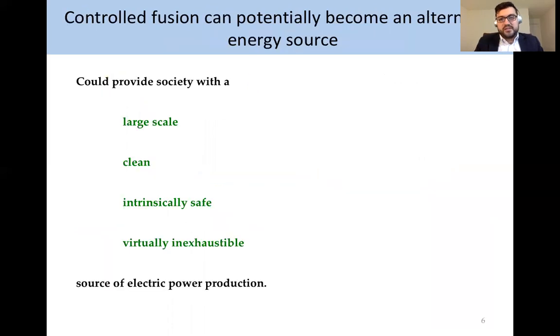So why can thermonuclear controlled fusion potentially offer an alternative source of energy for humankind? What advantages does it offer? It's a very big scientific and technological challenge, but it does offer many advantages, such as it's intrinsically large scale. So the power plants would be of gigawatts order of power.